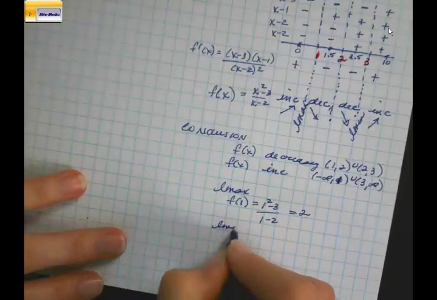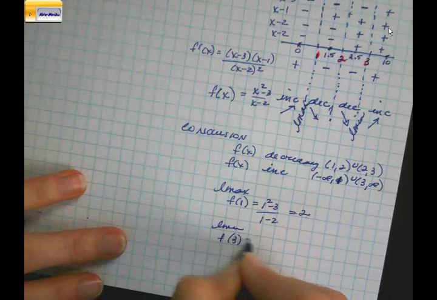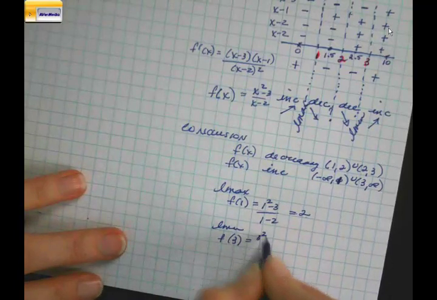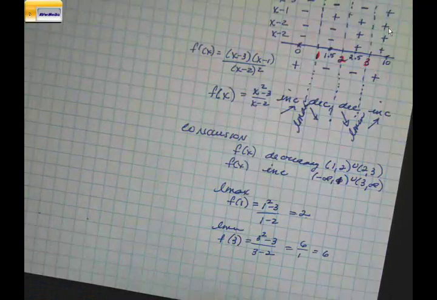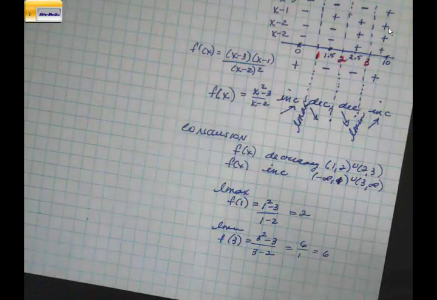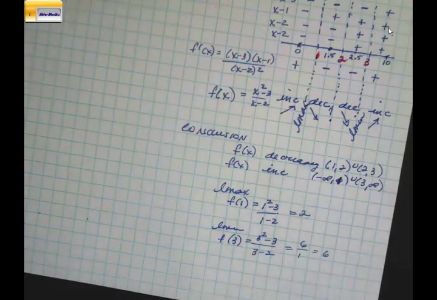And I project that I'm going to have a local min at f of 3, which is 3 squared minus 3 over 3 minus 2, which is 9 minus 3, which is a 6. So I project I have a local max at 2 and a local min at 6. And I'm not so certain about the absolute stuff because the end behavior on this thing is probably down on the left and up on the right. Okay, so I kind of think that there's not going to be any absolutes happening here.